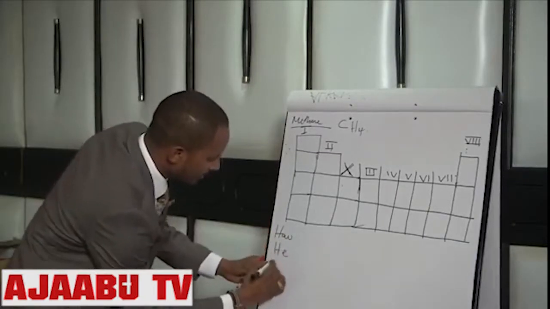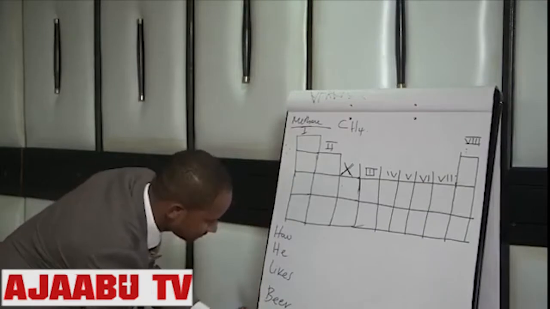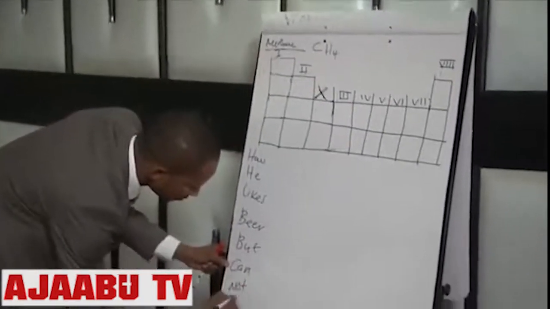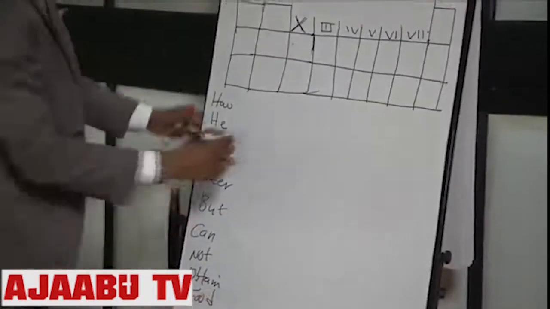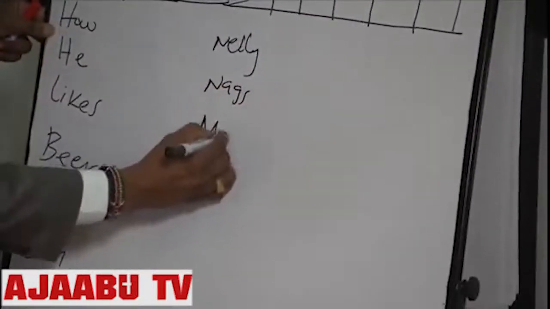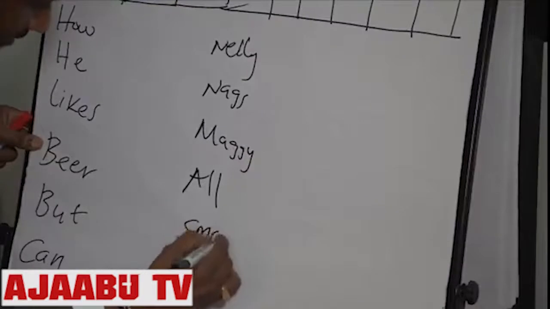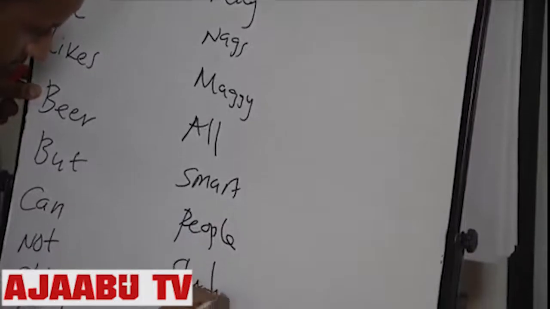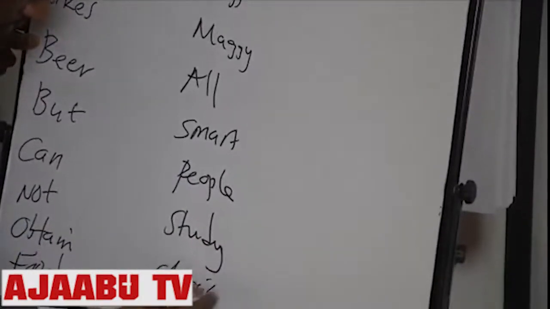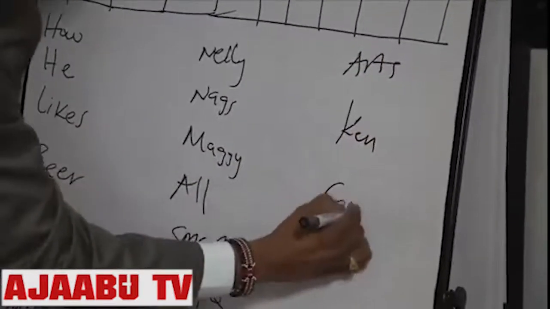How he likes beer, but cannot obtain food. Nelly nags Maggie. All smart people study classical arts. Ken can't.